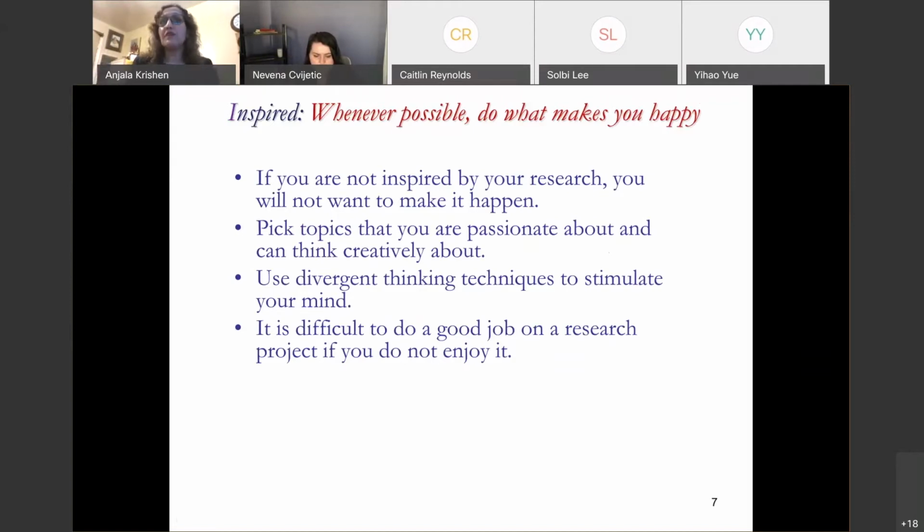With the Inspired, in addition to being passionate, I also wanted to mention the idea of using divergent thinking techniques, which means when you have an idea or you're inspired about the substantive domain, and I saw some of them on there, make your notes file and just write up your thoughts. Just start typing up your thoughts in the notes file, and sometimes that really helps. It helps you generate questions.